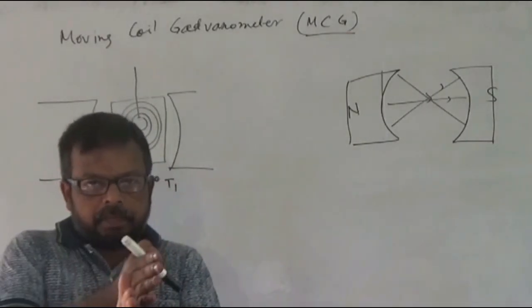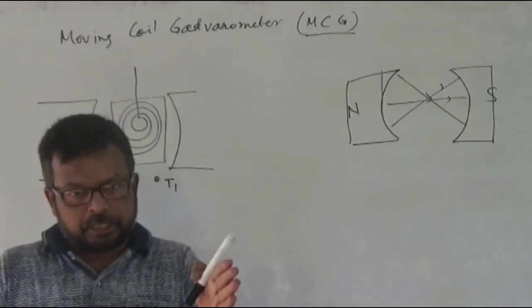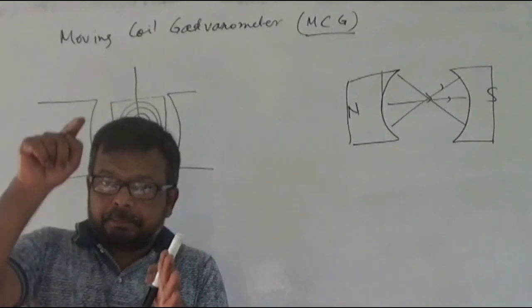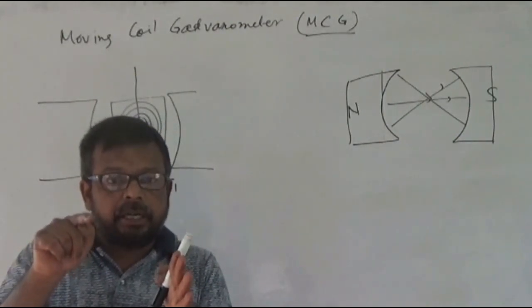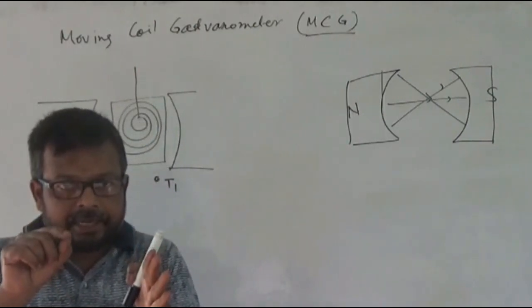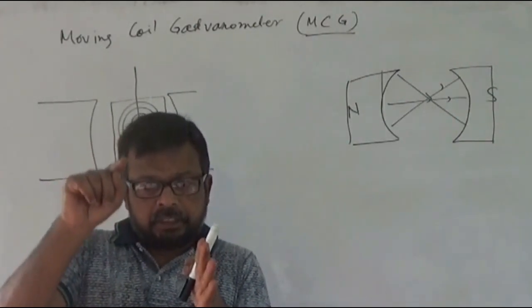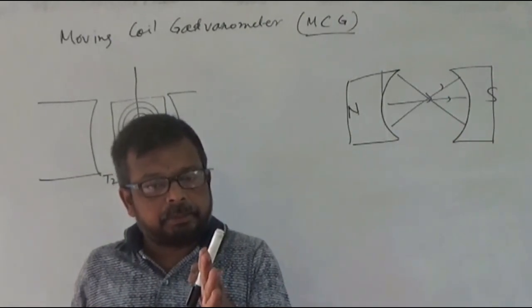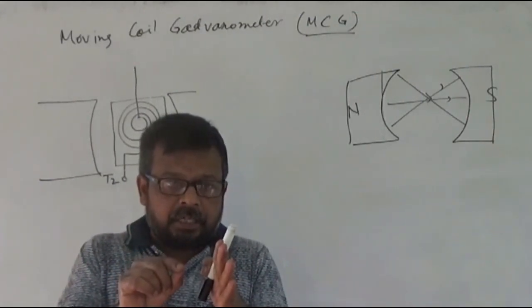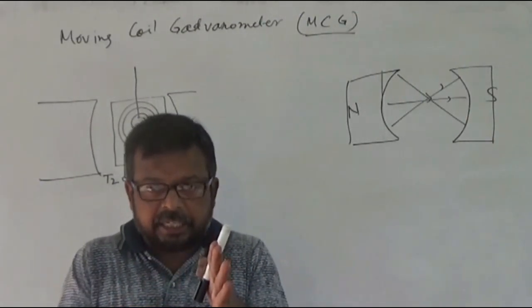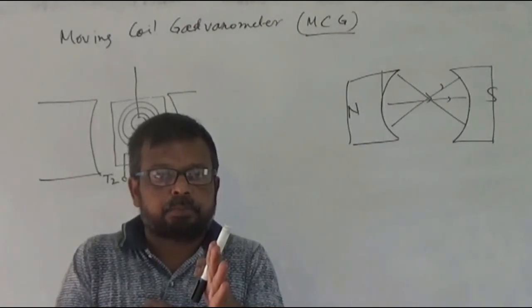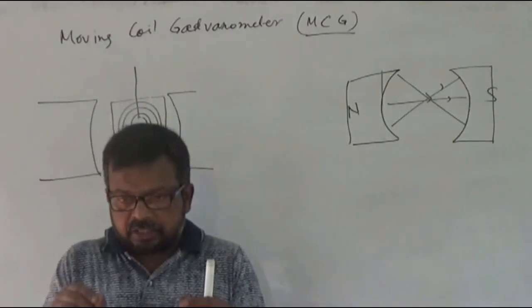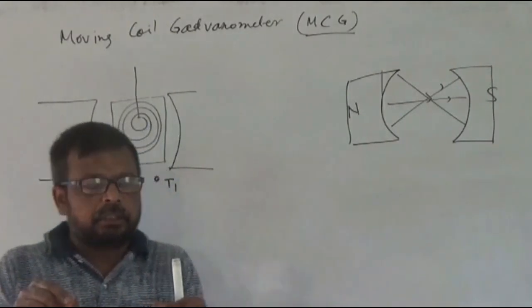Here is a magnetic pole, north pole and south pole. We just place here a coil, and this coil is suspended by a hair-like spring, which is generally made up of phosphor bronze. One end of the spring is connected to one terminal of the galvanometer, and the other end is connected to another connecting point of the galvanometer. Now we just add the external circuit between this T1 and T2.